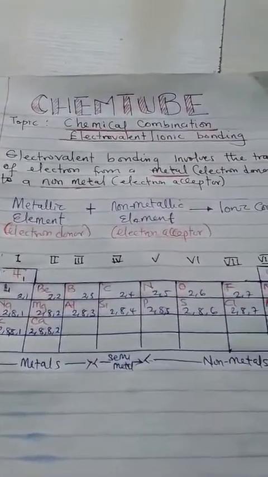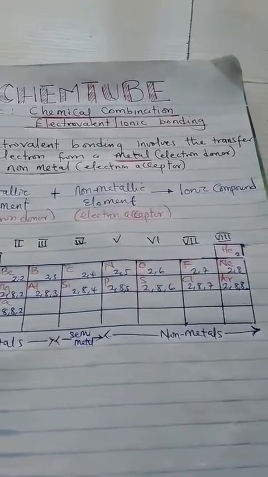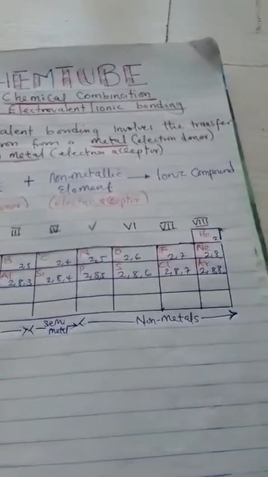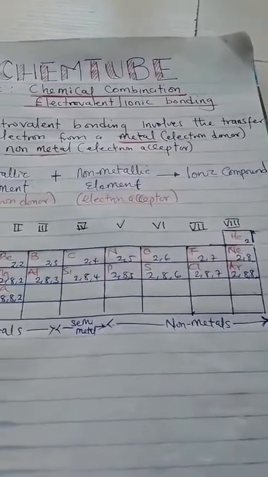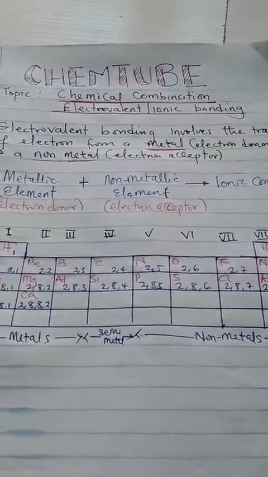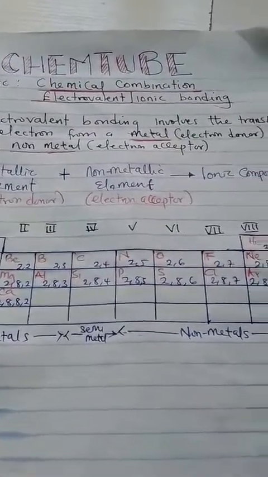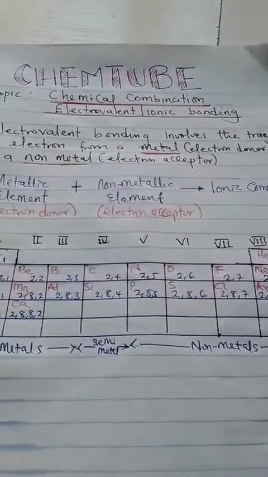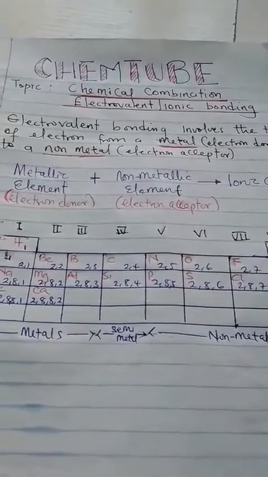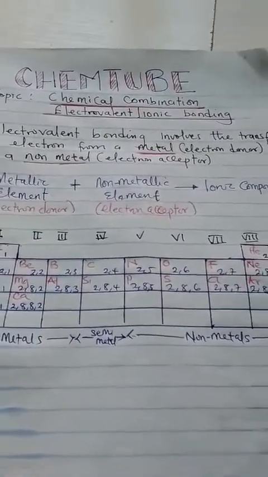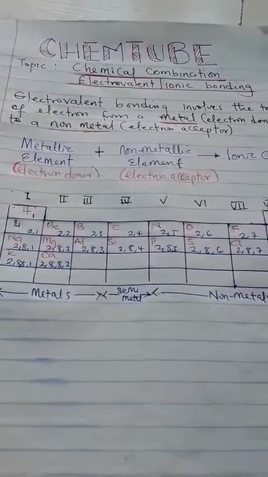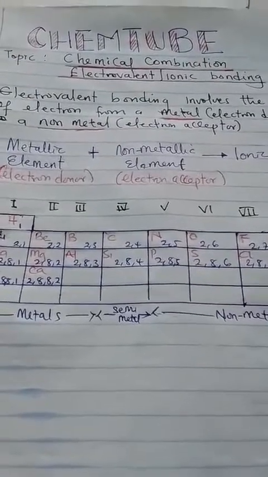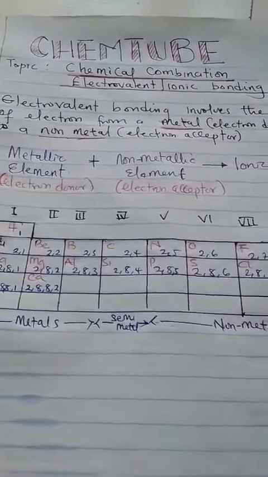Most of the time, students find it difficult to identify metallic elements and non-metallic elements. They also find it difficult to identify whether a given compound has an ionic bond or a covalent bond, or, if given two elements, to tell whether the bond formed between them will be ionic, covalent, or dative. So I'm going to help you understand better if the bond formed between two elements is ionic, and how to differentiate it from covalent bonding.